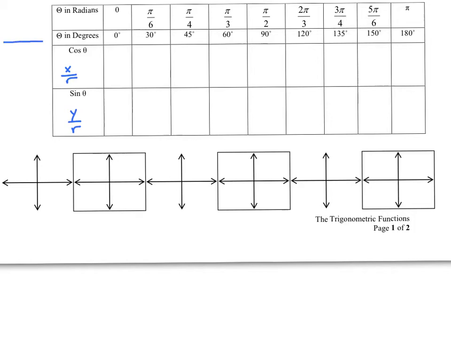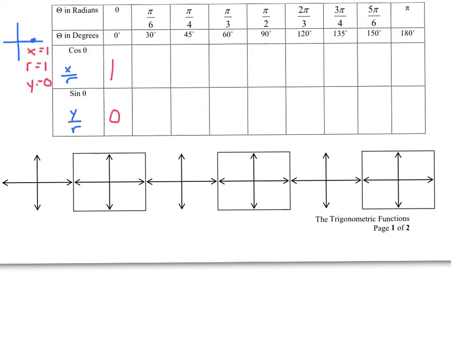So the first angle we have is 0 degrees, and we just did this up above. 0 degrees is on the positive x-axis. At that location, we could say that x is 1, r is also 1, y has to be 0. So cosine is x over r, that's 1 over 1, which reduces to 1. Sine of theta is y over r, that's 0 over 1, which reduces to 0. We just did that up above.